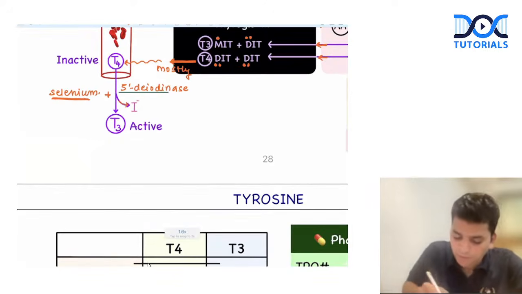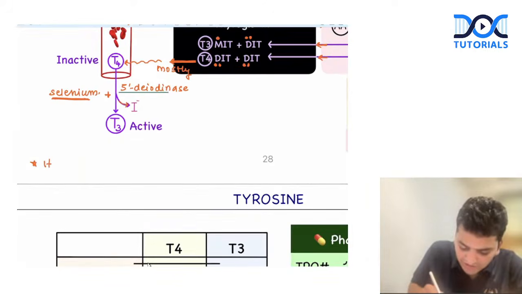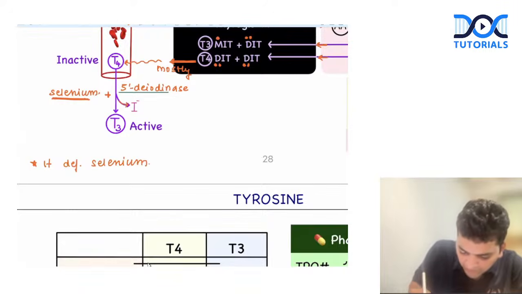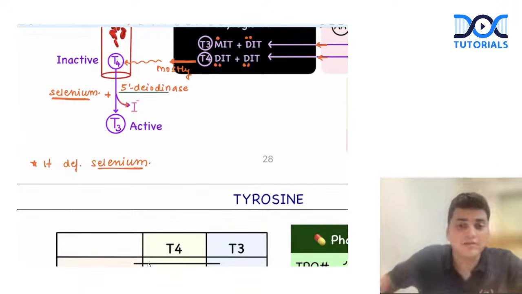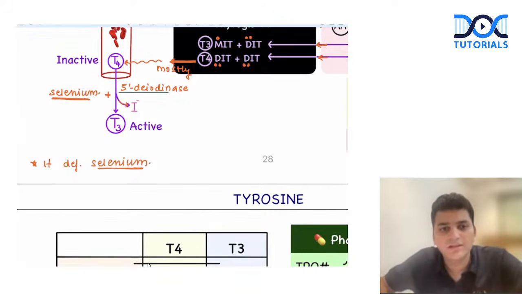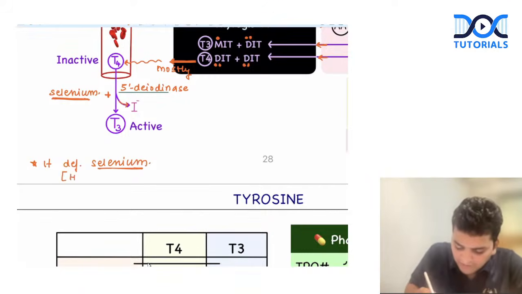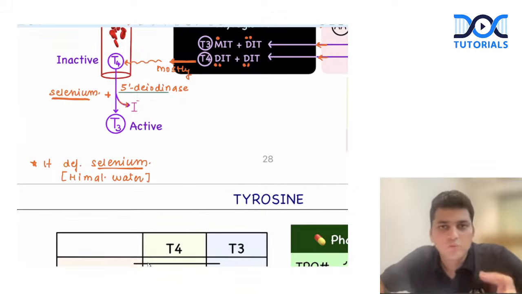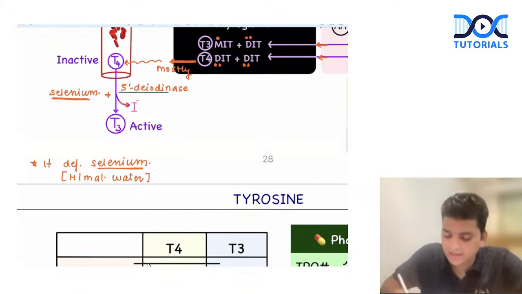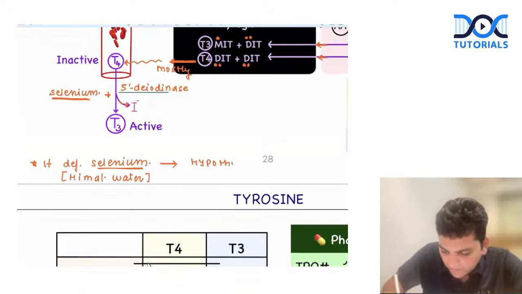And in fact, this is an important clinical question. If there is deficiency of selenium, which is seen in the mountain waters, particularly in the Himalayan water, the selenium is very less. So those who are drinking that water, they can't convert the T4 into T3, and in them the T3 will be less. Means the active hormone will be less. And if the active hormone, the T3, is less, these patients will develop hypothyroidism.